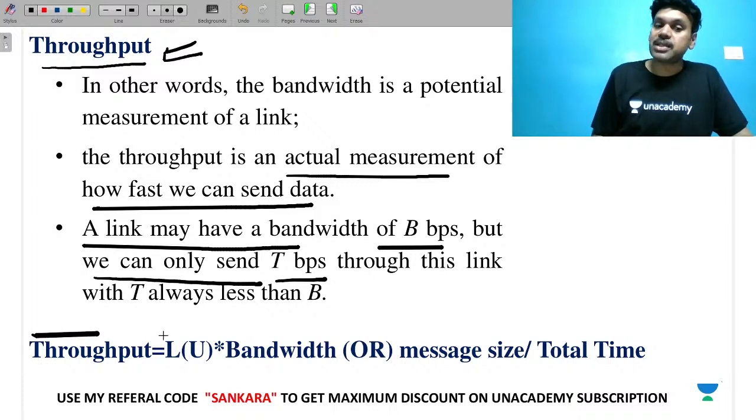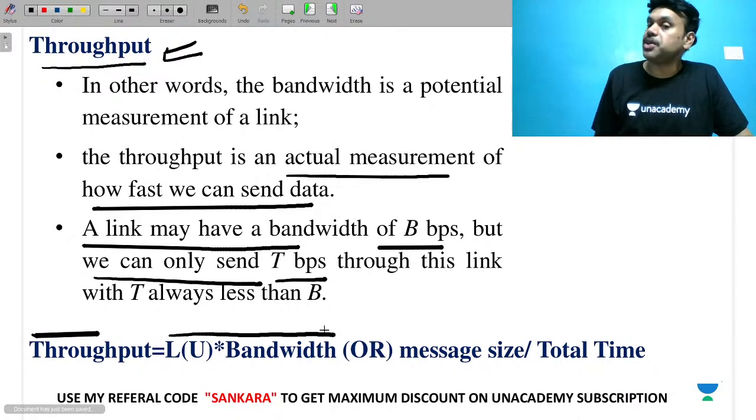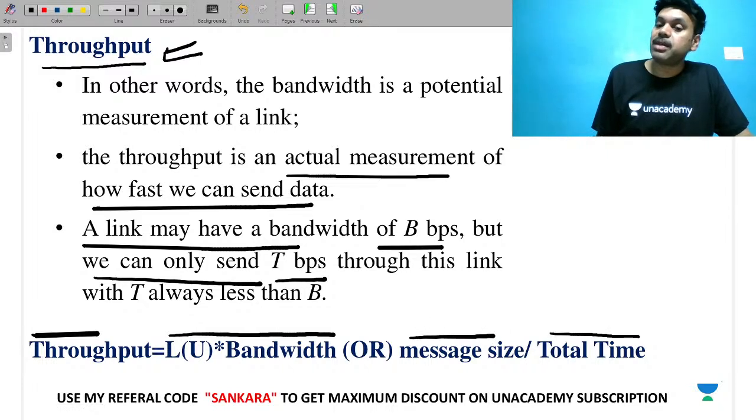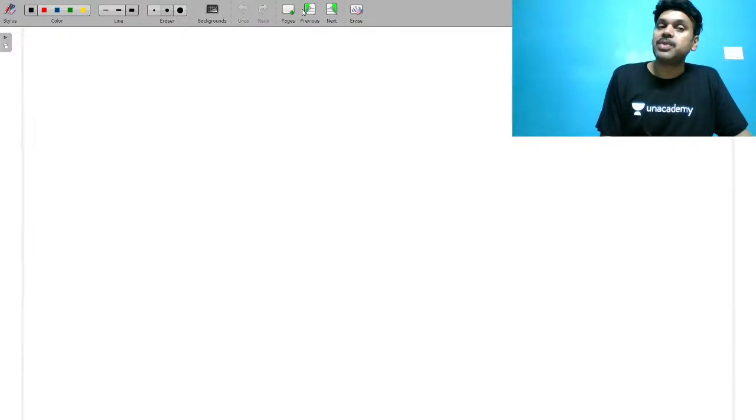The T bps is nothing but throughput and B bps is nothing but your bandwidth. So your throughput is nothing but link efficiency into bandwidth, or message size divided by your total time. Both will give you throughput only. So let me conclude with one example.